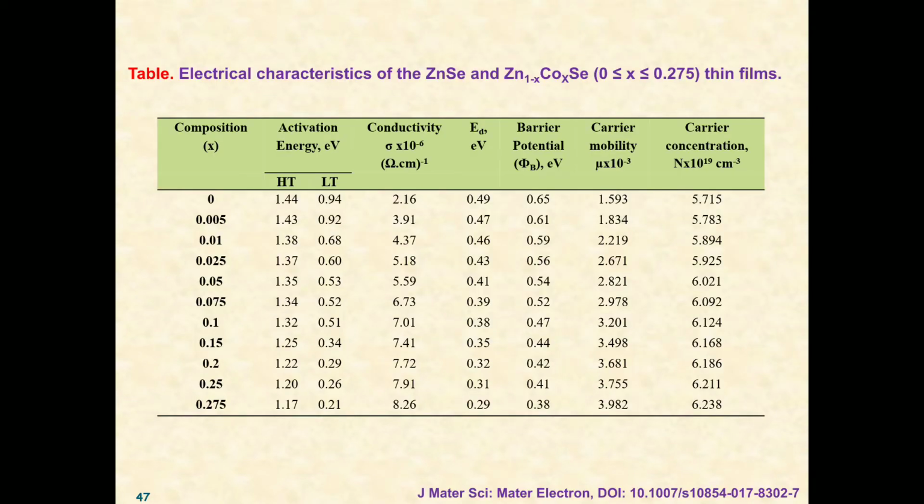These are the electrical characteristics of the ZnSe and ZnCoSe thin films, and these characteristics vary with composition parameter X. The characteristics are activation energy, that is high temperature and low temperature, conductivity, ED, barrier potential, carrier mobility, and the last one is the carrier concentration.